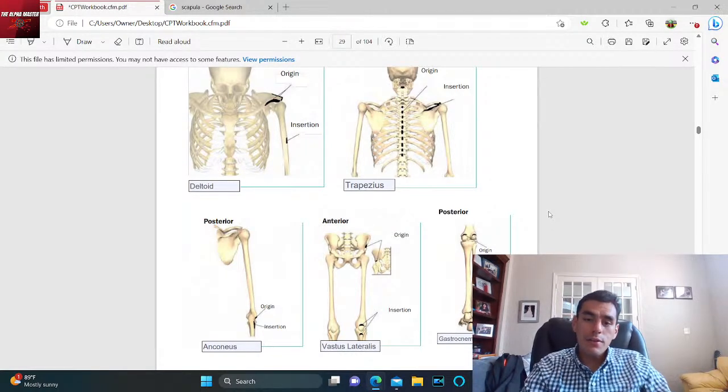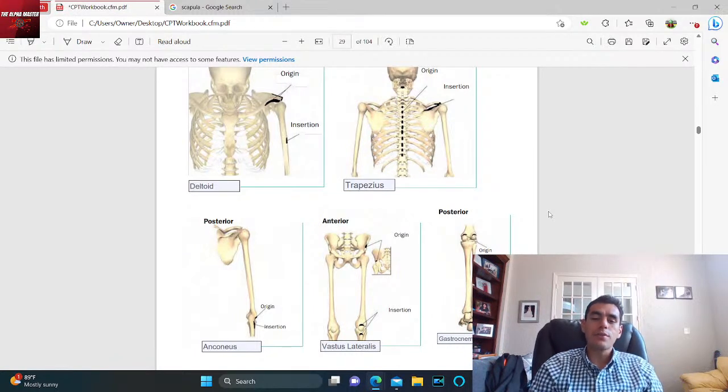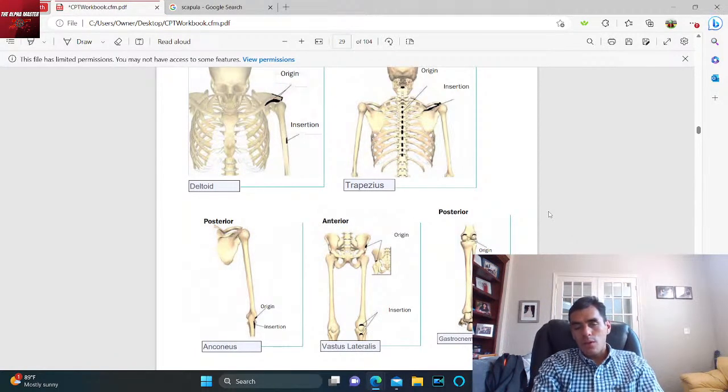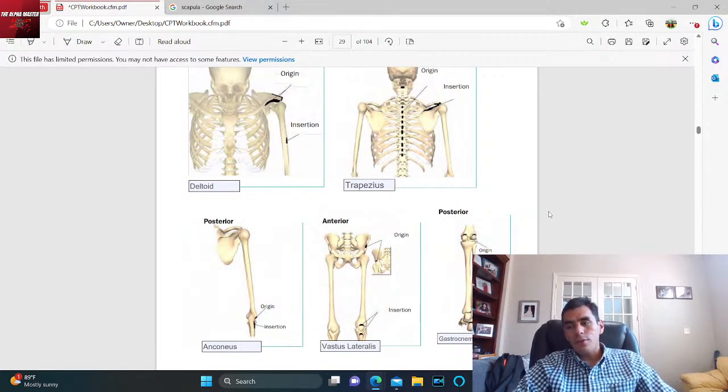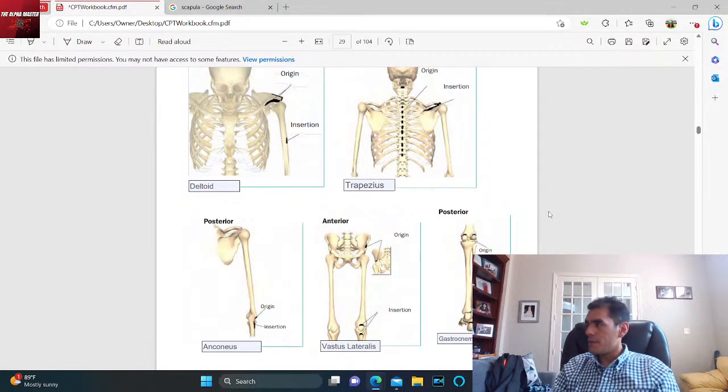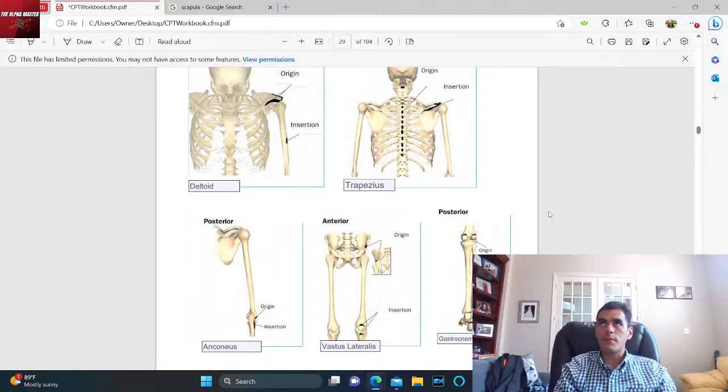The vastus lateralis is going to be in the anterior side. You have the vastus lateralis, which is part of the quadricep muscles. In the quadricep muscles you have four muscles. We're going to see them in a bit, but besides the vastus lateralis, you also have the vastus intermedius and the vastus medialis. Then you have the biceps femoris, for the hamstring muscles, the semitendinosus and semimembranosus.